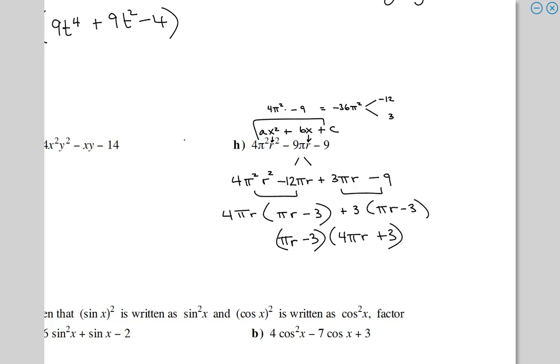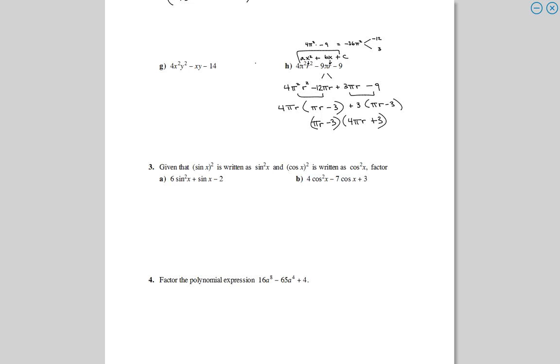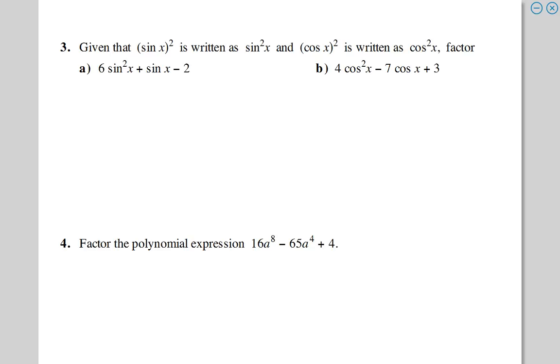Okay, now where are we headed? Oh, we got to do one of these ones in the bottom. 3a? B?